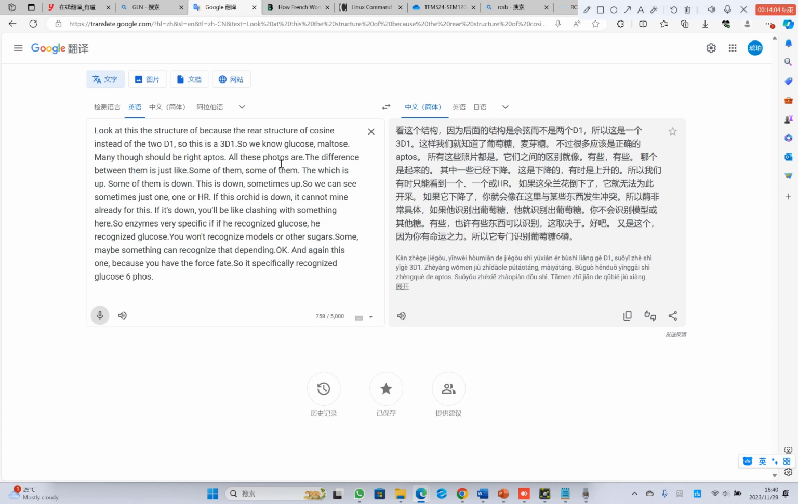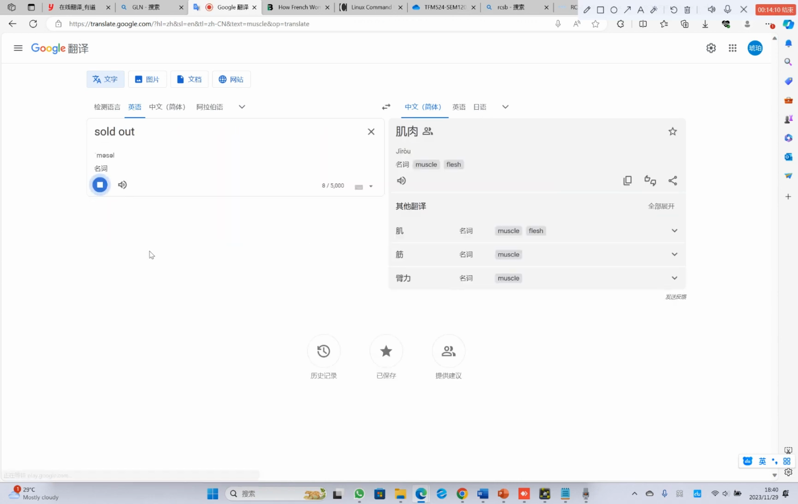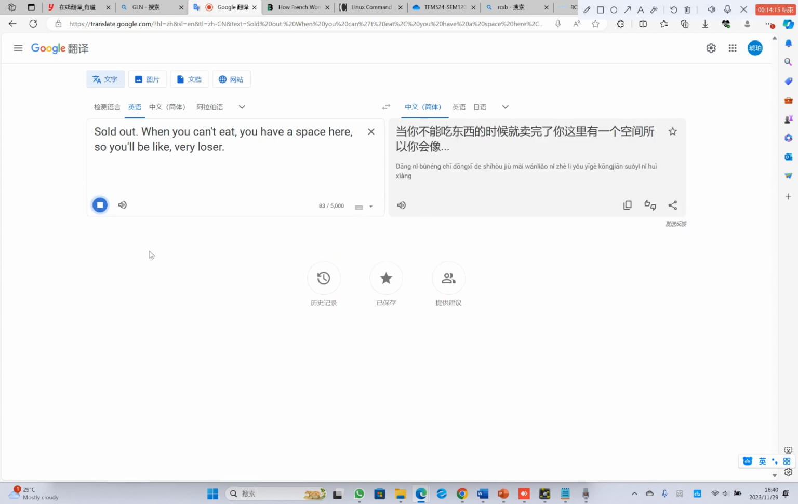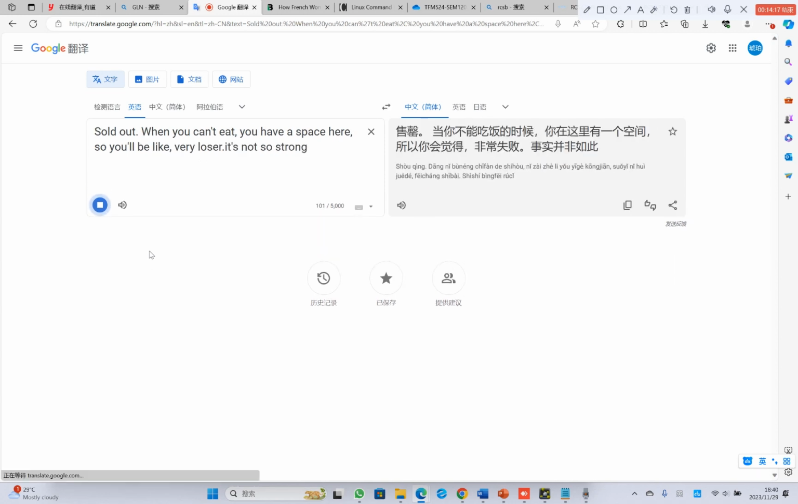If without the phosphate, you only have glucose. Of course, the glucose also can come in and bind, but when it comes in, you have space here, so it'll be very loose, not so strong. Okay, this is the glucose.